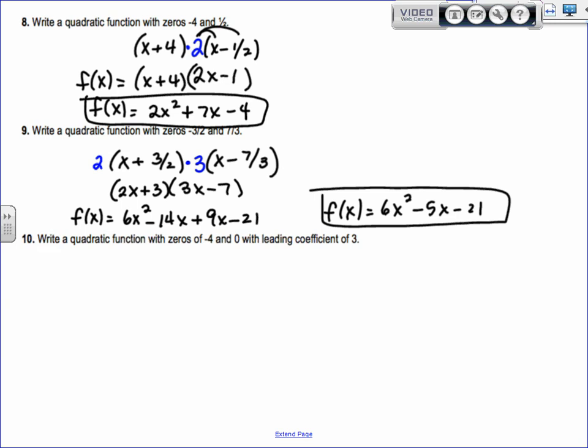All right, number 10. So write a quadratic function with zeros of -4 and 0, but now this one's going to have a leading coefficient. So what I mean by leading coefficient is the number all the way out front. So on the last one, the leading coefficient was 6. It can be anything, but in this one, we actually want to specify what it is. So leading coefficient of 3. So I always take care of that at the end.